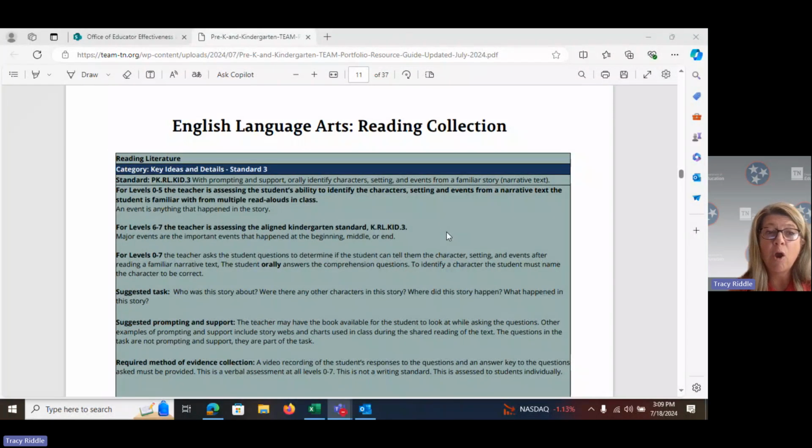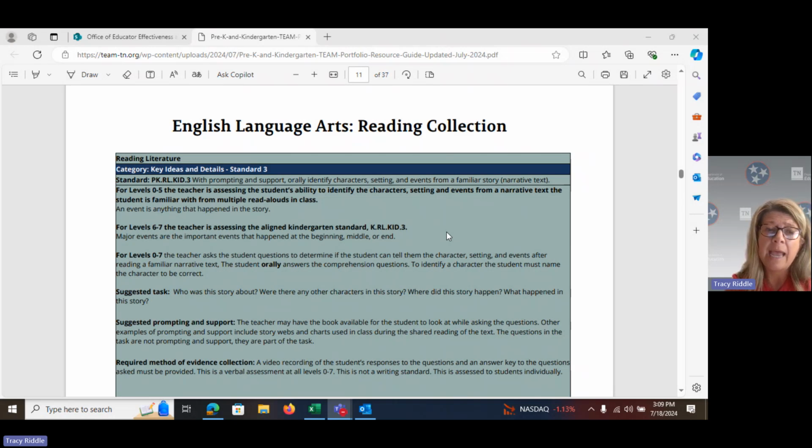This is the portfolio rubric guidance for standard PK.RL.KID.3. In this standard, students are able to orally identify characters, setting, and events from a familiar story. This is coming from a narrative text, and they are able to use prompting and support. For this standard, the teacher is assessing the student's ability to identify characters, setting, and events from the narrative text that is familiar to them.